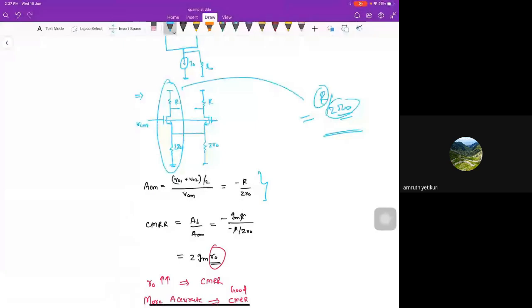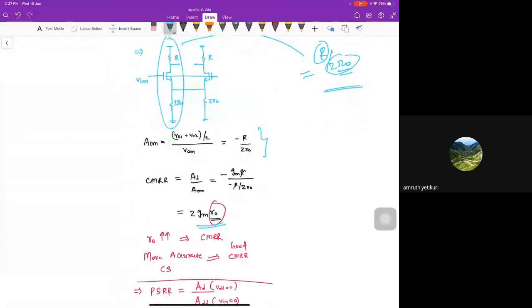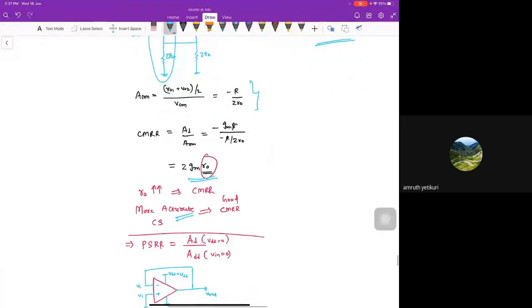If we derive, you see that the common mode rejection ratio depends on the RO. As I already told you, it depends on the RO. If RO is more, the CMRR is larger. So if RO is more, how will we get it? We use the current source. Simple thing, right? The next thing is the PSRR.